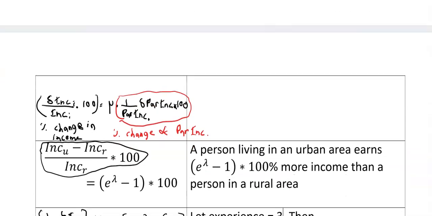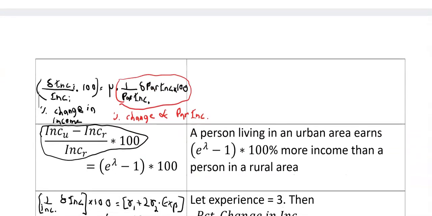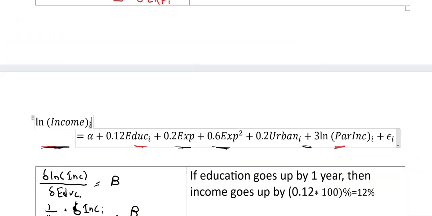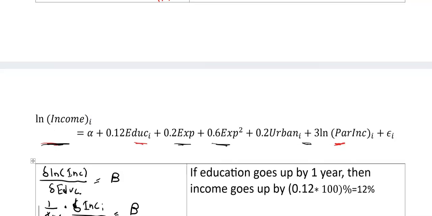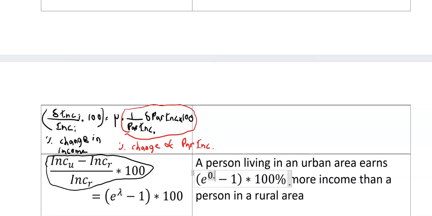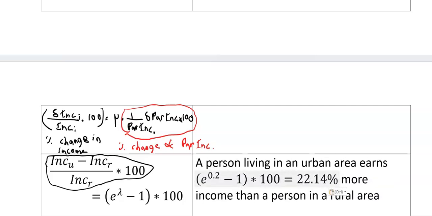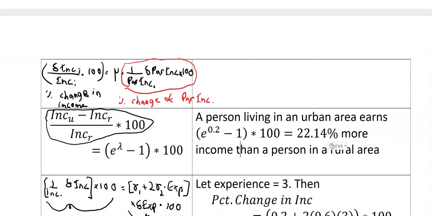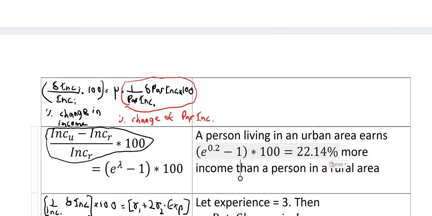Next, we have our case of lambda. In this case, we said the coefficient of lambda, as in the example, was 0.2. So we're going to put 0.2 here. And when we solve this out, we get our effect to be equal to 22.14%, which means that a person living in an urban area earns 22.14% more than a person living in a rural area.